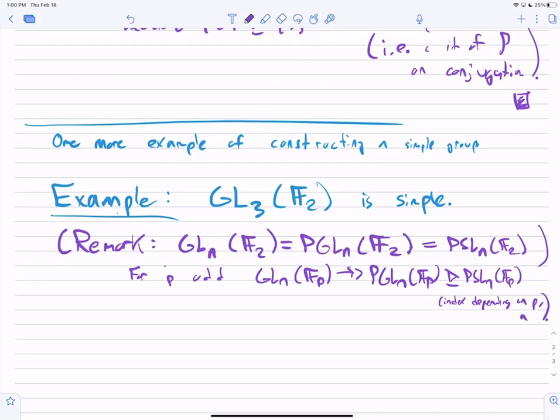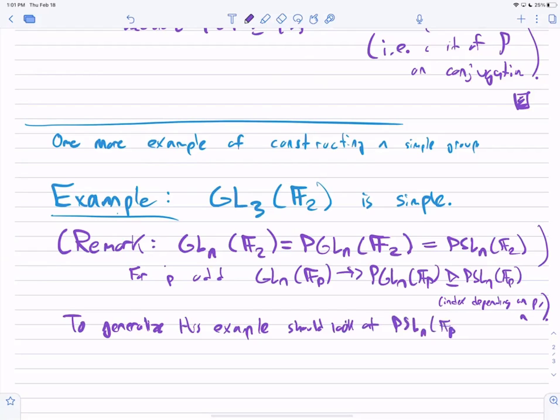So if you're looking to generalize this example, you should look at PSLn, the projective special linear group of Fp, and not just Fp, but other finite fields. I'll talk about other finite fields in a minute.